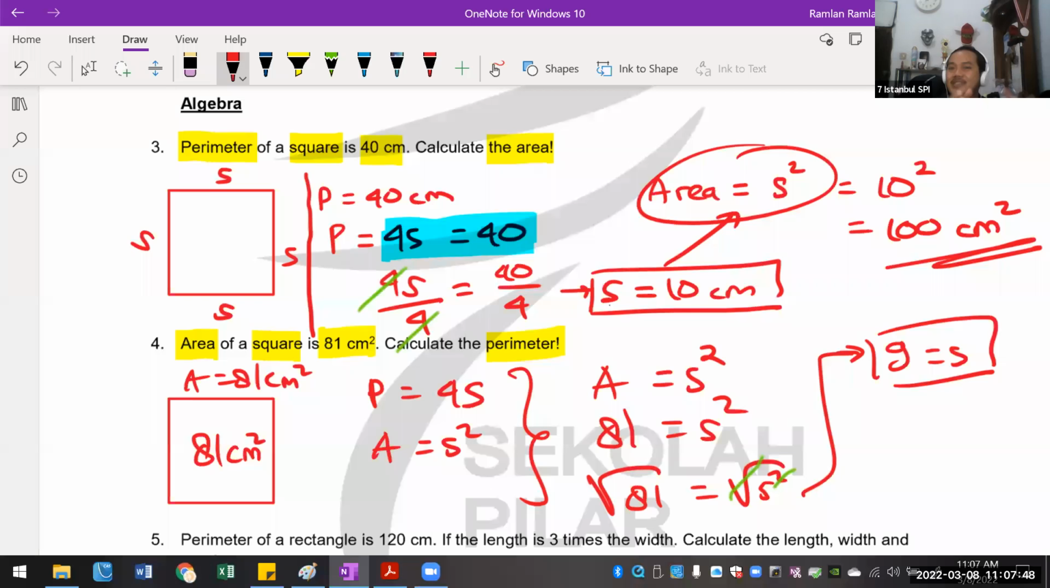So that's the first step. Again, why are we looking for the S? Because to calculate the perimeter, we need the S. Kita perlu S-nya untuk mencari perimeter gitu. Makanya kita cari S-nya dulu. Dari mana? Dari area. Gitu.